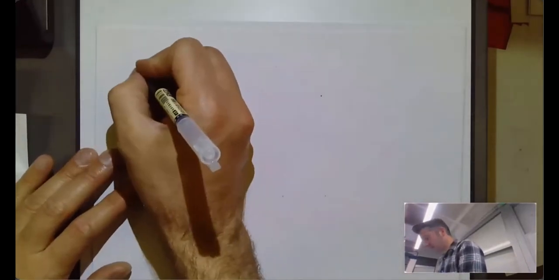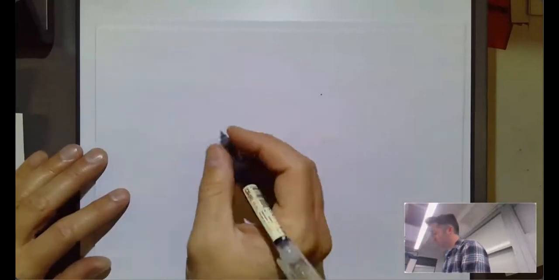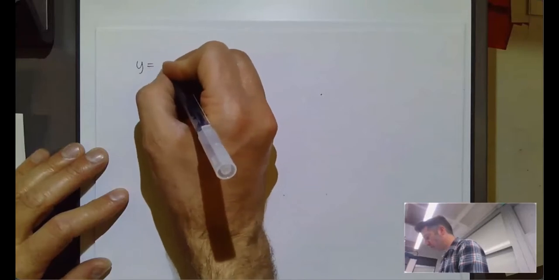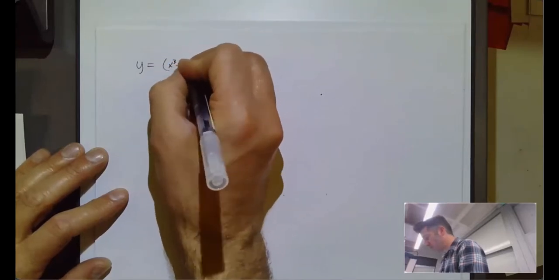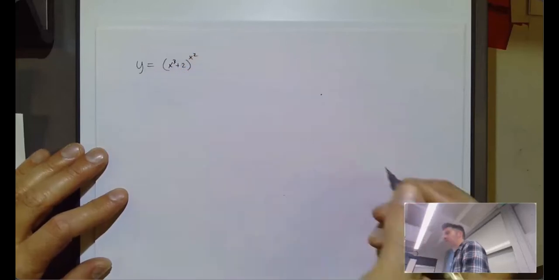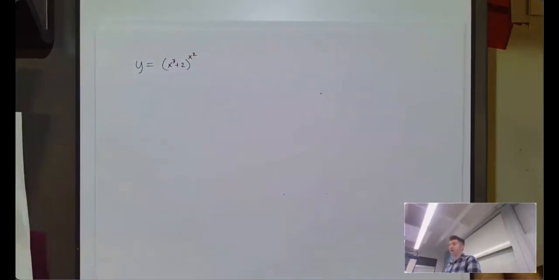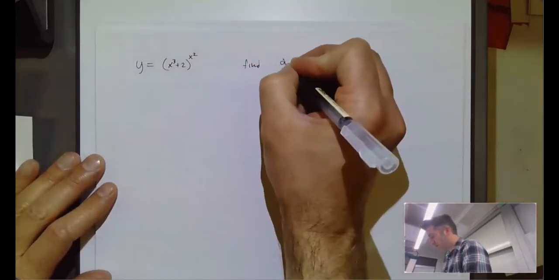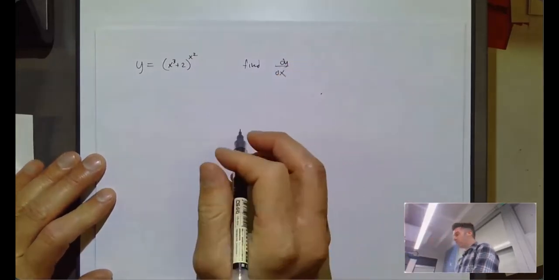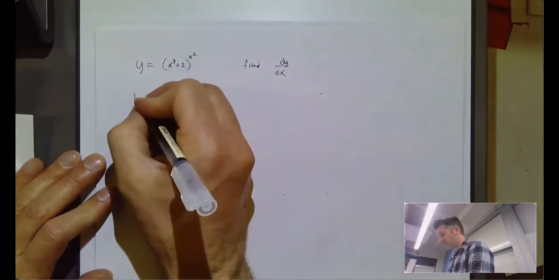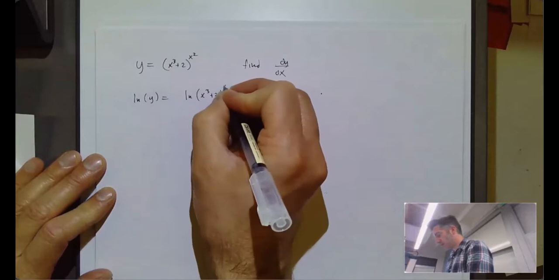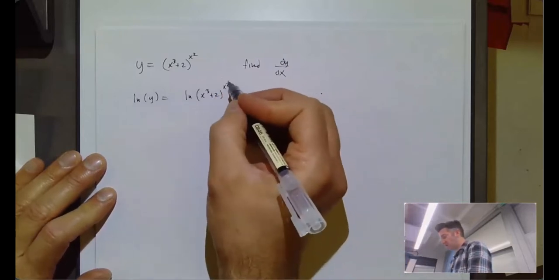So let's say we had something like, let's make it not too bonkers. Let's say it's something like y equal to x cubed plus 2 to the x squared power. And I want to find the derivative of that. So we're going to take the natural log of both sides. And when you see variables to variables, that's always what we're thinking. Take the natural log of both sides. And the whole point of taking the natural log of both sides is so that that power x squared gets to come down in front.